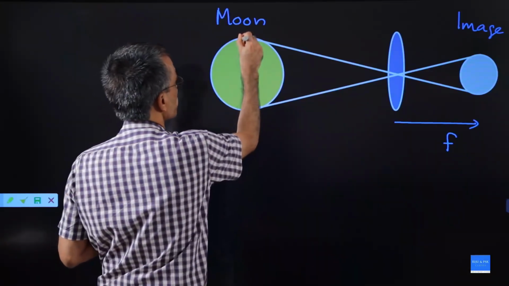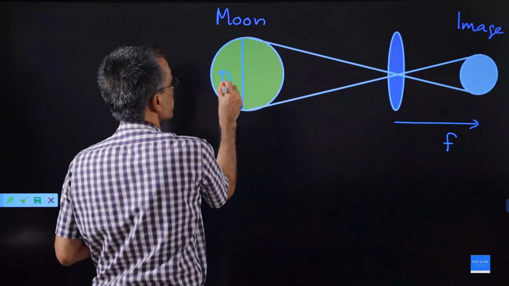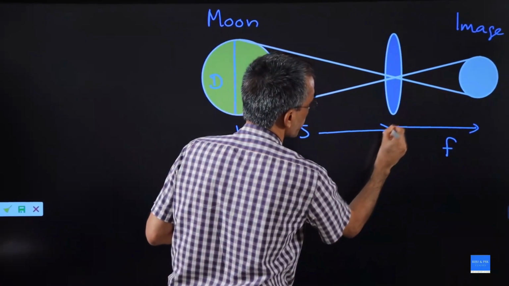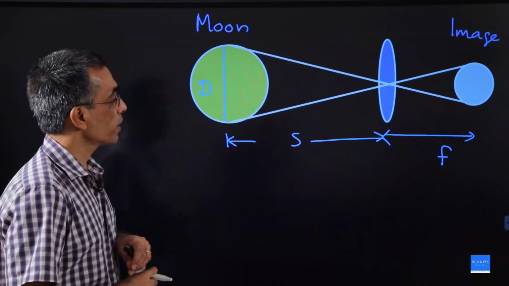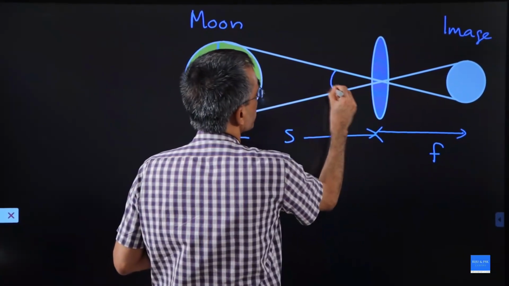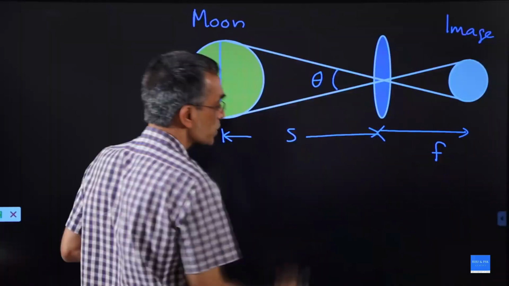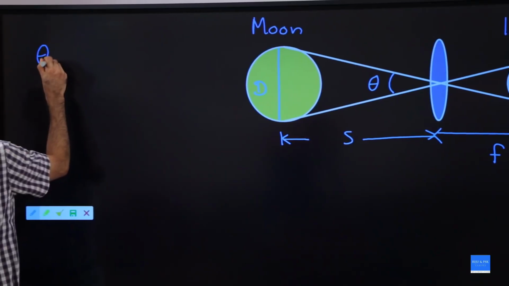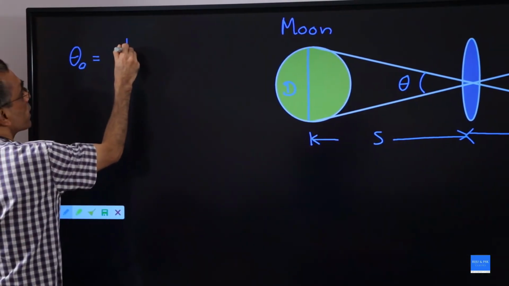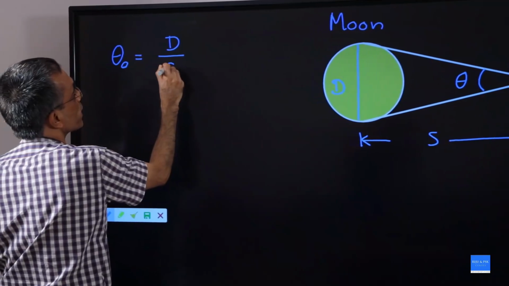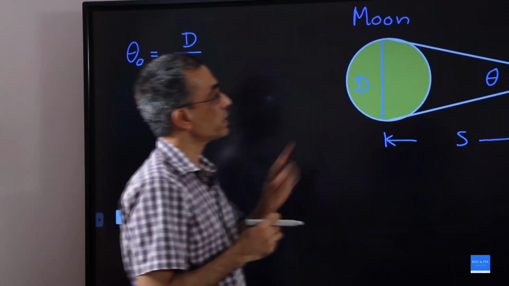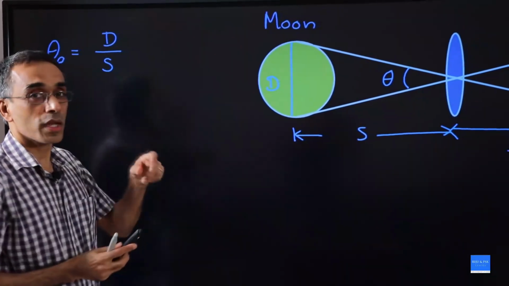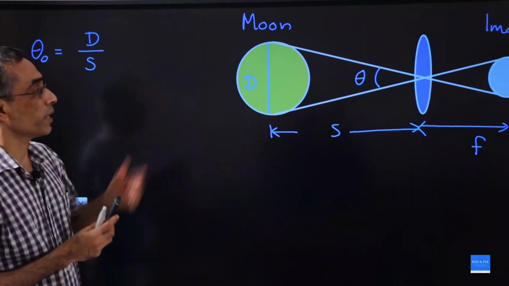Now the diameter of the moon. This is the diameter of the moon. Let us call it diameter D, and let us call this approximately the distance S to the moon from the earth. Now this creates an angle theta here. Since the distance is too large, this theta will be very small. So we can say the angular size of the object is equal to arc length divided by radius. Theta of the object is the arc length. We studied that when the angle is very small, instead of arc length you can use the chord length, so that is D by S.